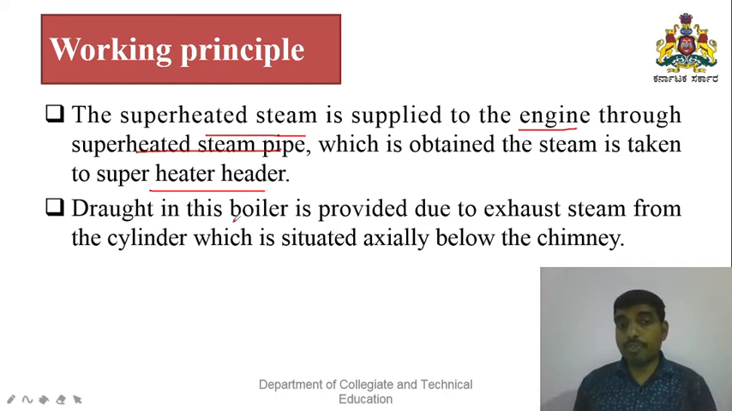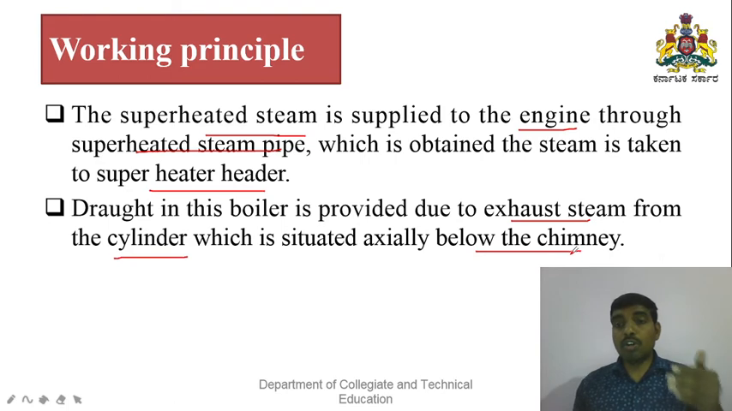The draught in this boiler is provided by the exhaust steam from the cylinder, which is situated axially below the chimney. So this is an induced type of draught, provided below the chimney to remove the flue gases from the boiler and let them escape to the atmosphere.